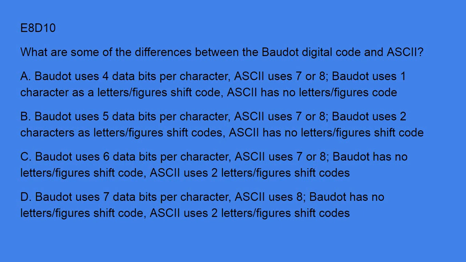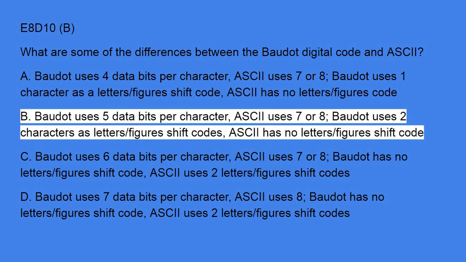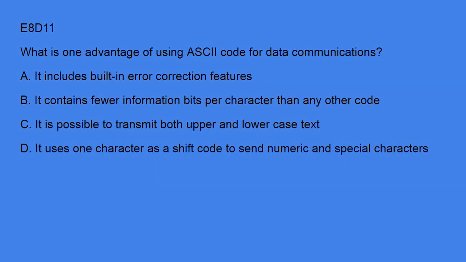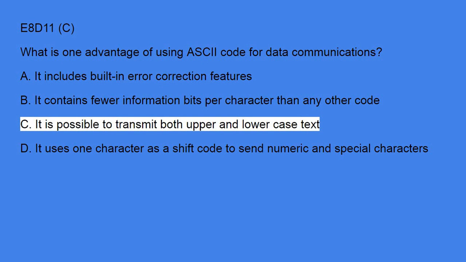E8D10, what are some of the differences between baud code, digital code, and ASCII? Baud uses 5 data bits per character. ASCII uses 7 or 8. Baud uses 2 characters as letters, figures, shift codes. ASCII has no letters or figures shift code. E8D11, what is the advantage of using ASCII code for digital communications? It is possible to transmit both upper and lowercase text.